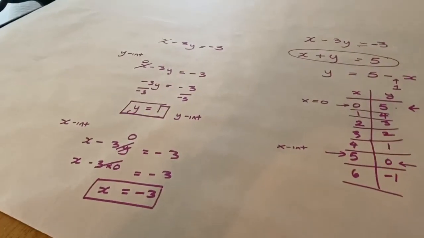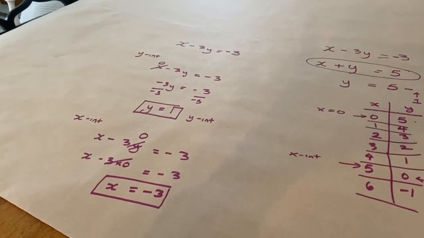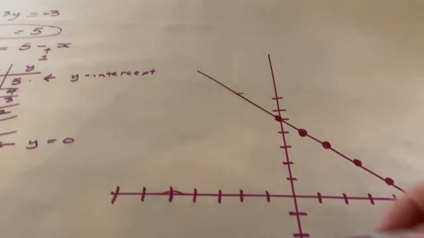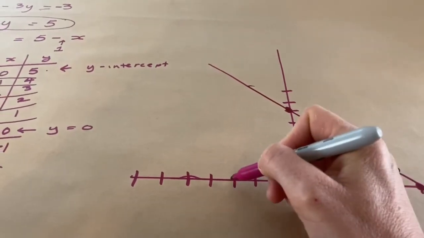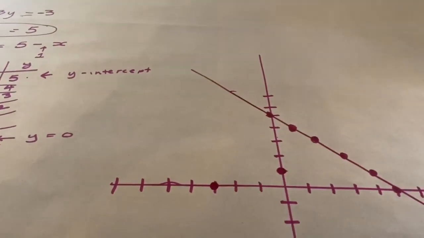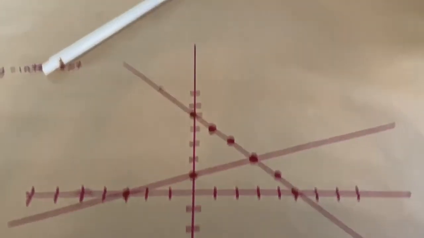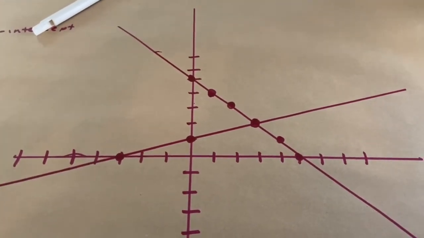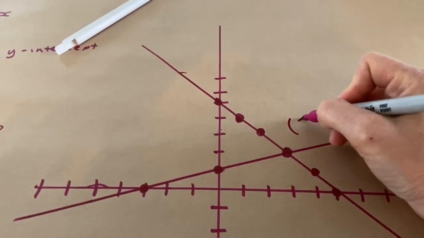And now let's graph the second line. The second line says the y-intercept is at 1 and the x-intercept is at -3. So my y-intercept is at 1. My x-intercept is at -3. I'm going to take my ruler out, connect those, and we'll see where the two lines are. So I've used my piece of plastic as my ruler, and it looks like the two lines touch at 3, 2.